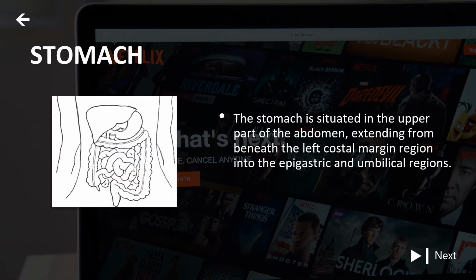The stomach is a dilated portion of the alimentary canal and has three main functions. First, it stores food. Second, it mixes the food with gastric secretions to form a semi-fluid chyme. Third, it controls the rate of delivery of the chyme to the small intestine so that efficient digestion and absorption can take place.